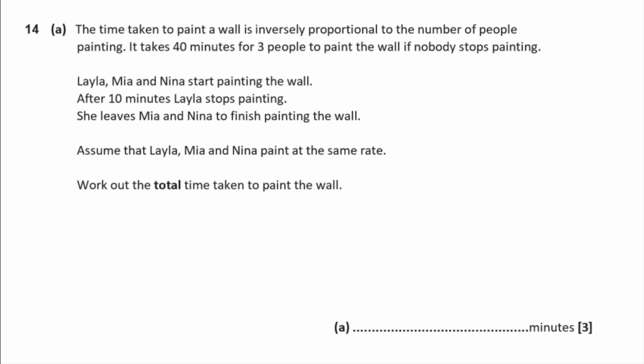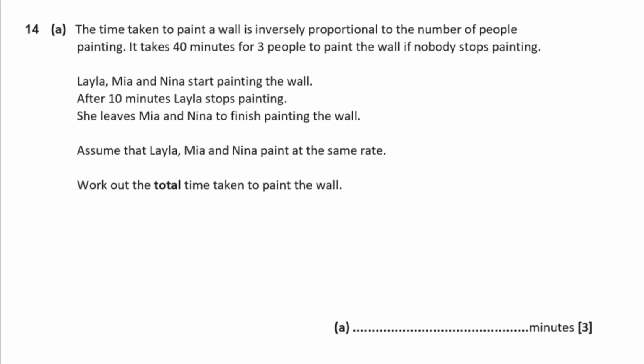Question 14a. The time taken to paint a wall is inversely proportional to the number of people painting it. It takes 40 minutes for 3 people to paint a wall if nobody stops painting. Layla, Mia and Nina, that's a bit of a tongue twister, start painting the wall. After 10 minutes, Layla stops painting, naughty Layla. She leaves Mia and Nina to finish painting the wall. Assume that Layla, Mia and Nina paint at the same rate, work out the total time taken to paint the wall.